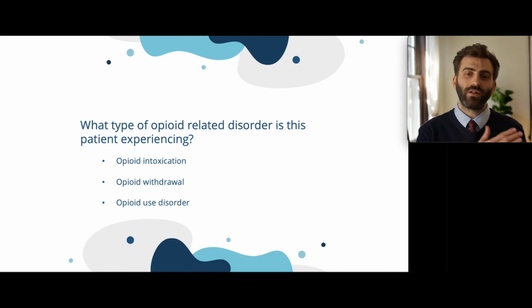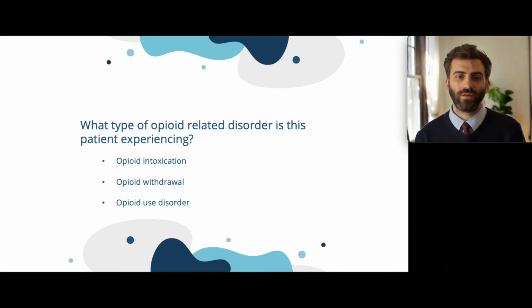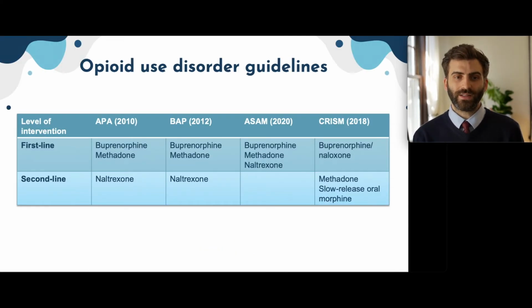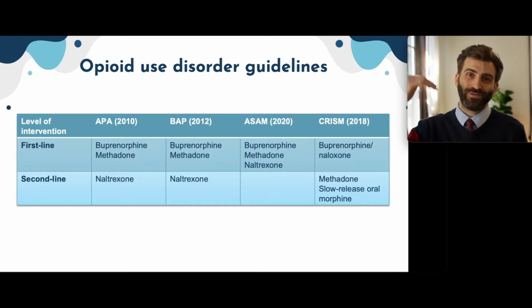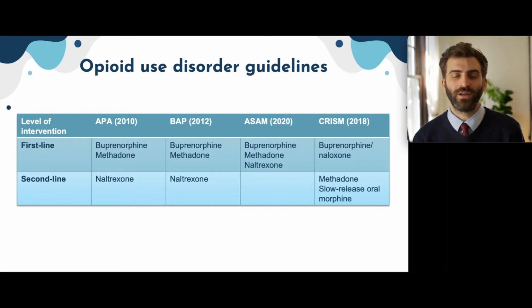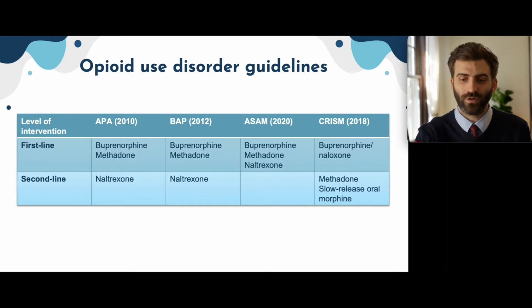So since this is the long-term issues with opioids, this is opioid use disorder. So what does the guidelines say about opioid use disorder? Well, it says that you can use a partial agonist like buprenorphine, a full agonist like methadone, or a blocker like naltrexone. So this can be quite confusing for learners because you can use all different types of opioid receptor products to treat opioid use disorder.